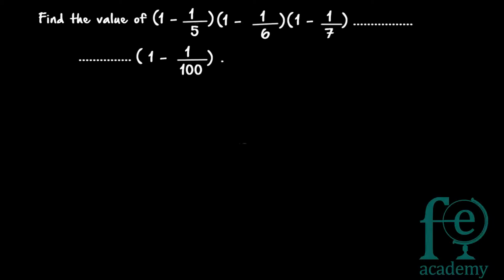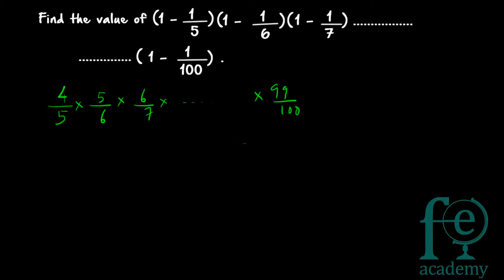So what is 1 minus 1 by 5? It is actually 4 by 5. And what is 1 minus 1 by 6? It is 5 by 6. Similarly, 1 minus 1 by 7 is equal to 6 by 7. Likewise, it is extending up to 1 minus 1 by 100, which will give you 99 by 100. So this is the given series.